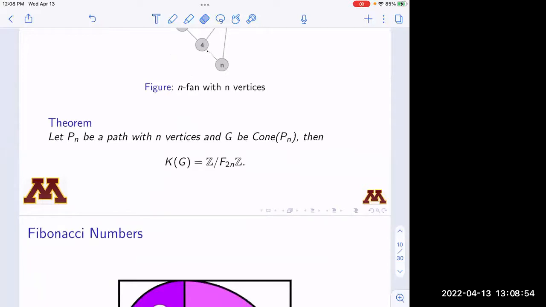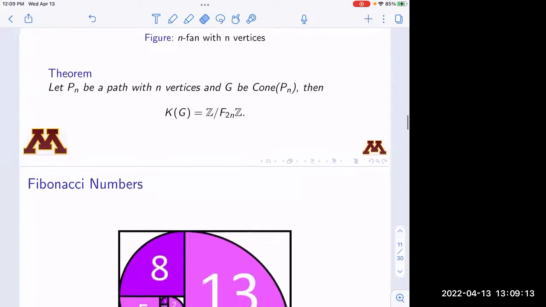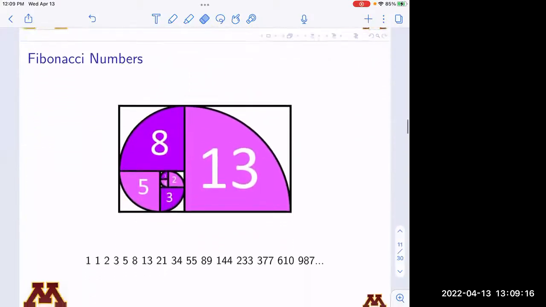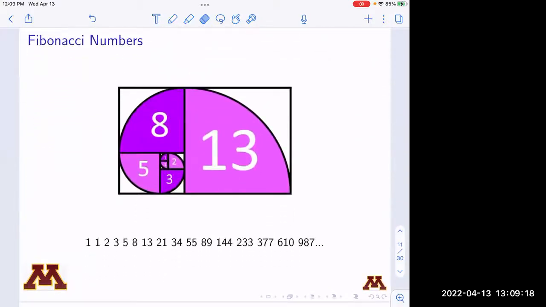As it turns out, if we have a path on n vertices and a cone over that path, then the sandpile group is Z mod F_2n Z, where F_2n is an even-indexed entry in the Fibonacci sequence. So recall the Fibonacci numbers, where we get a Fibonacci number from the sum of the previous two entries.